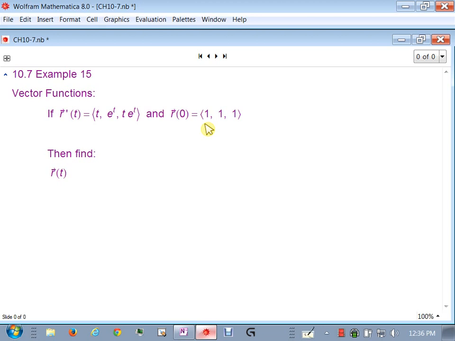Let's see, 1, 2, 3. I think I only printed out 15 of these. 3, 4, 5, 6, 7, 8, 9. I have an extra there?